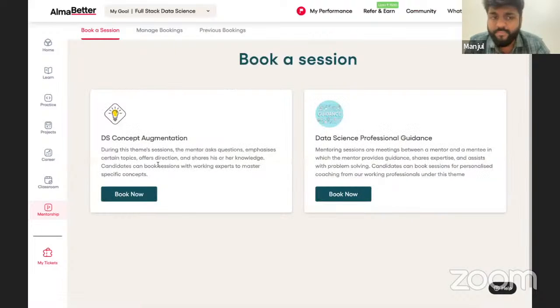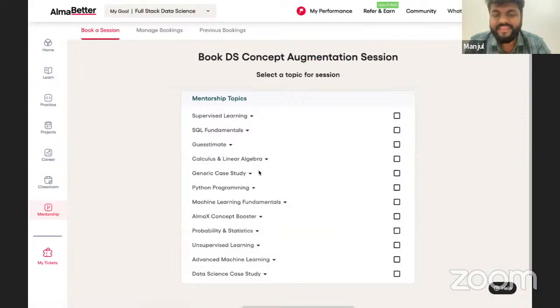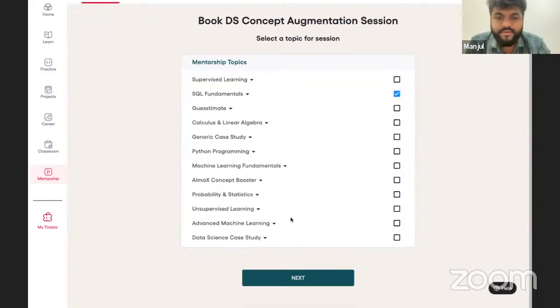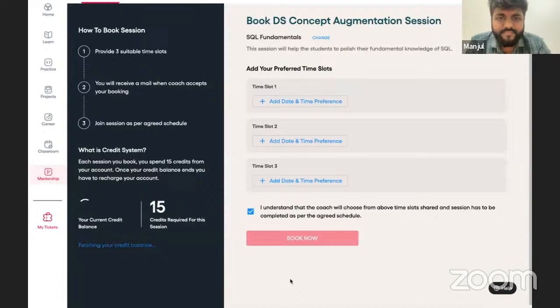Apart from that, mentorship sessions, which is very important. You can book mentorship sessions in two ways. The first one is, obviously, if you have any doubts regarding any of the topics, let us assume that you have a problem understanding SQL fundamentals, you can just click on that particular topic. You can add your date and time preference here, right? And you end up booking a mentorship session for yourself.